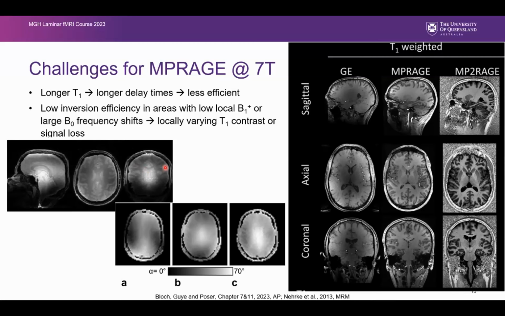So most sequences now correct for that. Also to keep in mind that the flip angle that you set at the console is usually not the flip angle that you get. So these are some measurements, and you can see that it can vary a lot across the brain what the actual flip angle is that you are getting. And so this is a challenge we have to deal with at high field, ultra high field.